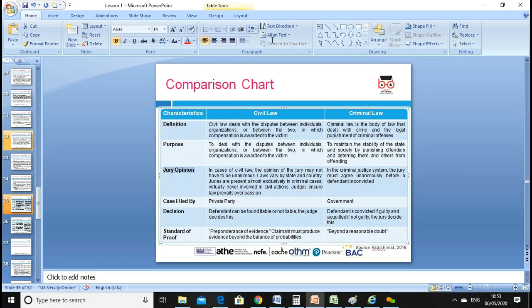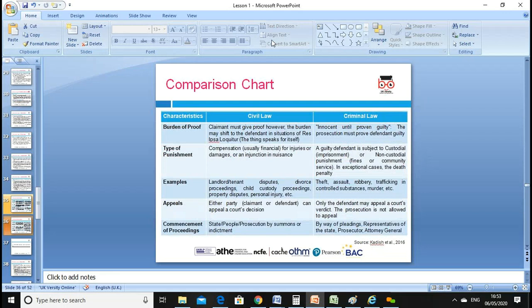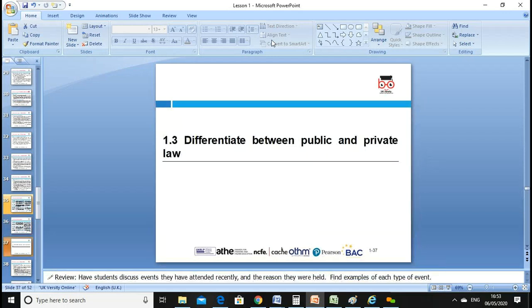Then the jury opinion, then the case. Look at the case laws, we can look around, then we can make the decision and the standard of proof. So this is how we can differentiate between civil and criminal matters.